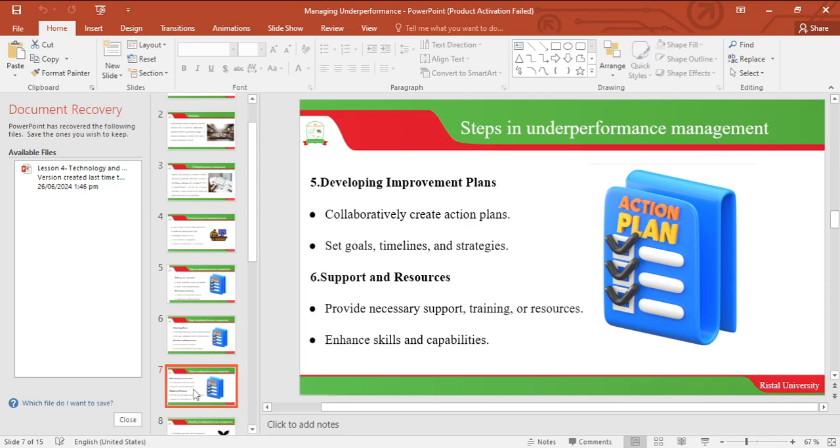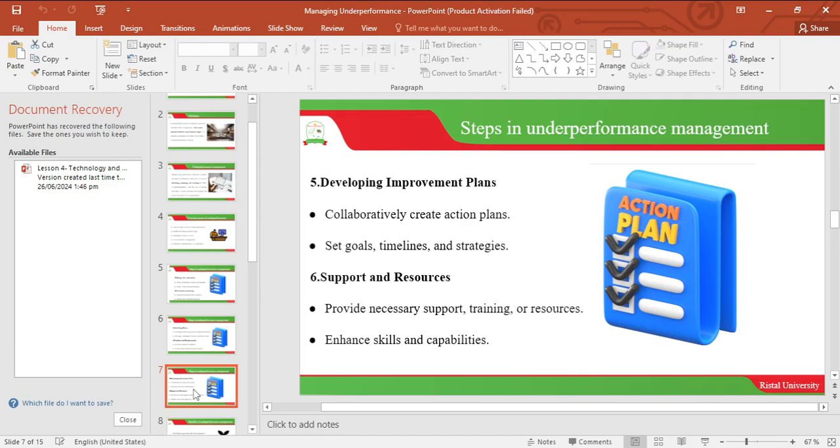Then you need to enhance their skills and capability. So how do you enhance skill and capability? Okay. The first one is of course by training. Okay. The second one is by mentorship or coaching. The other one is by job rotation. I don't know if you know what job rotation is.